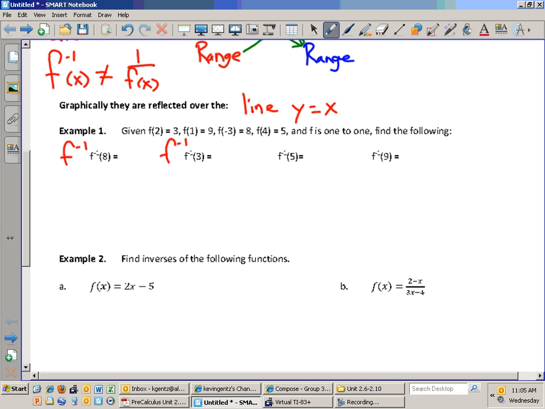So that's saying f inverse of 8. Given f of 2 is 3, f of 1 is 9, f of negative 3 is 8, and f of 4 is 5, and f is one-to-one, find the following. I want to know f inverse of 8. How do you know that?